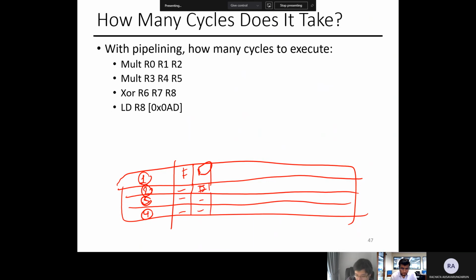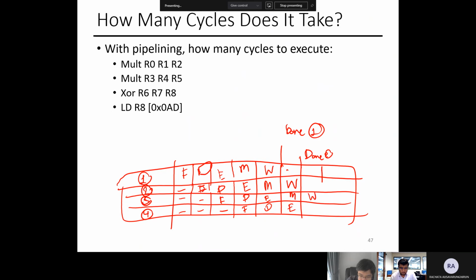Still do nothing here because it's waiting for the fetch unit. Execute, decode, fetch, right? Do nothing. Memory, execute, decode, fetch. Write back, memory, execute, decode, and then you're done. Done for instruction number 1, then you write back here, you're done. Instruction number 2, memory, execute, write back. You're done. Instruction number 3, memory, and write back. Then over here, you finish.